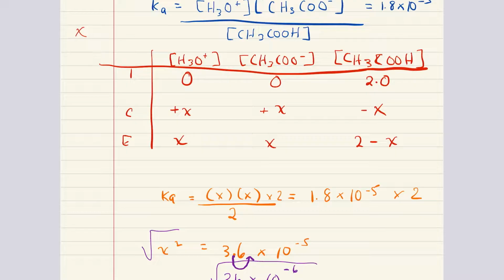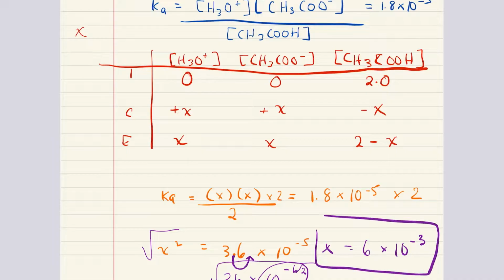So the square root of 36 is going to be equal to 6. And then the square root of 10 to the minus 6 is just going to be 10 to the minus 6 divided by 2, so that's going to equal 10 to the minus 3. X is equal to 6 times 10 to the minus 3. Since our hydronium ion concentration is expressed as X, we know that our hydronium ion concentration is going to be equal to 6 times 10 to the minus 3 molar, and that is our final answer.